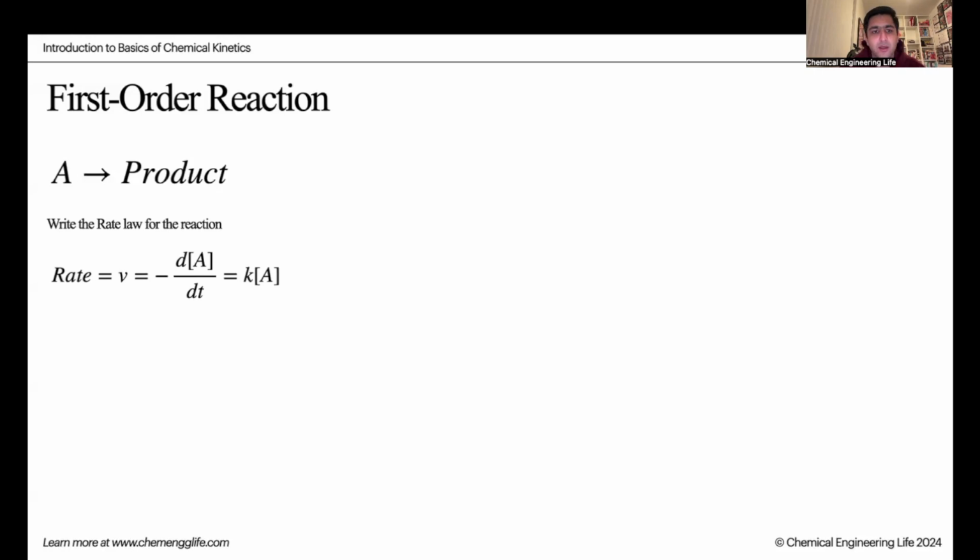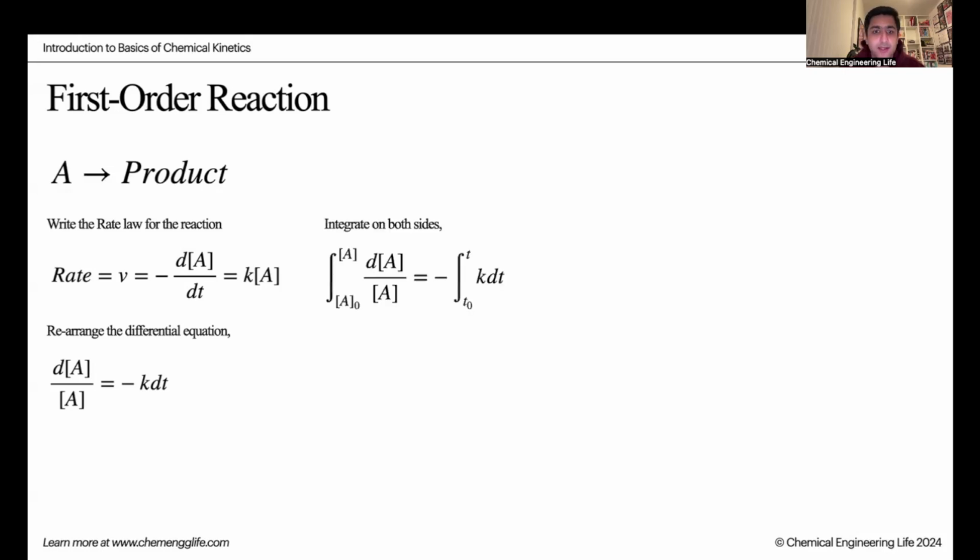So you have your negative differential because it is being used up, and that is equal to k times the concentration of A. If you rearrange the differential, then you end up getting the change in A on the left hand side, and the change in time on the right hand side. If that's a differential, and you may know it already, then we integrate on both sides. On the left hand side, we are integrating from the initial concentration of A until the final concentration of A. On the right hand side, we are integrating from t0 till the point t.